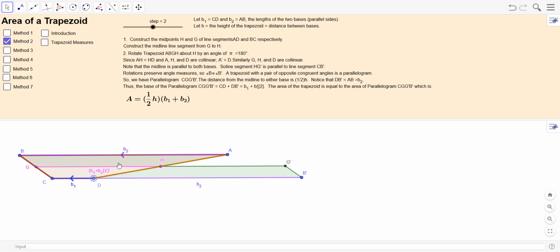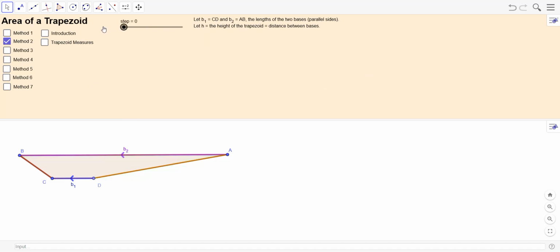But in any event, we get a parallelogram, and its height is 1/2 the height of the full trapezoid. So we get 1/2 height is the height of this skinny, short parallelogram, and its base is base 1 plus base 2. So you could write the formula like that. See how it makes sense that way. All right, let's do another method, method 3.